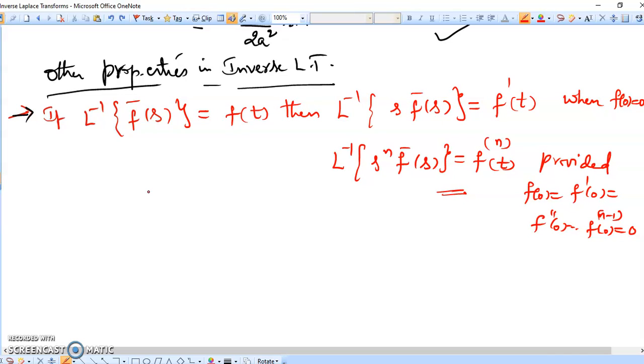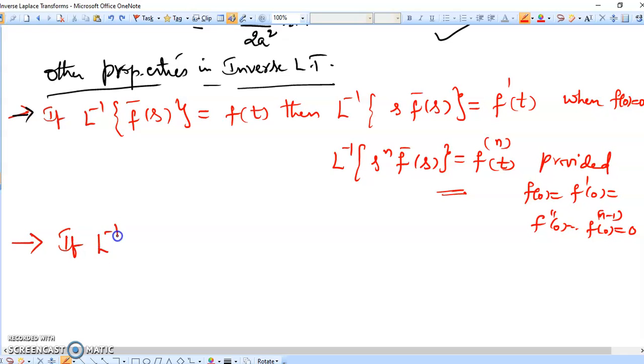And this property we have observed in the Laplace transforms of derivatives. Okay, so when you are trying to find out the inverse Laplace transform, when the given function f bar of s is multiplied with s, then what we have to do? First find the inverse Laplace transform of the given function f bar of s and differentiate it once. If you are multiplying with s square, first find the inverse Laplace transform of the given function and differentiate it twice, and so on, it continues like that.